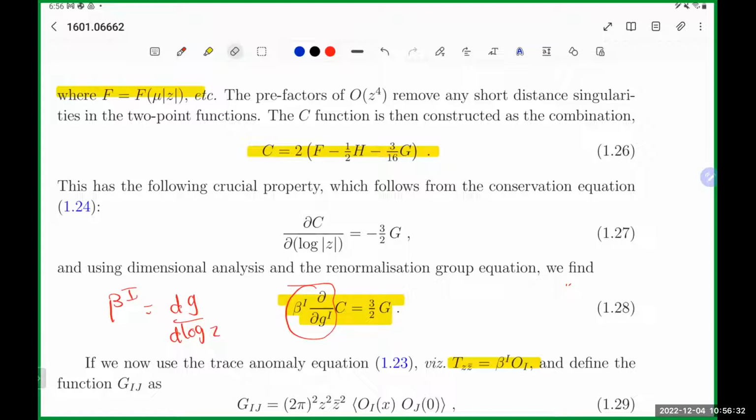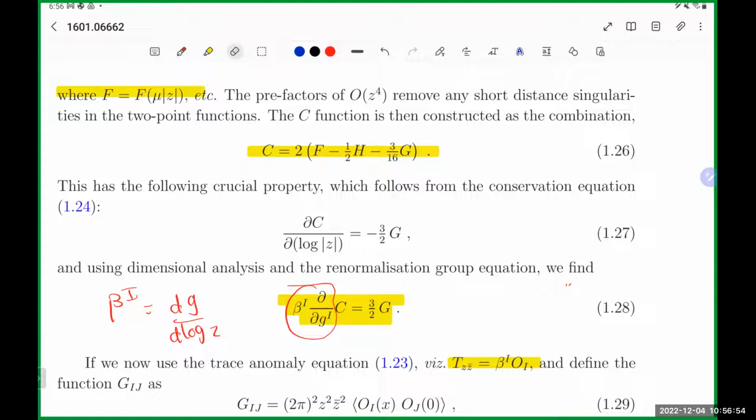Let's take a look at it and see what's going on. So I have an equation that tells me that I have an operator, beta^i del by del g^i, which you can think of as an operator that generates local scale transformations in the RG space, acting on C. So it generates local scale transformations on C, which is this C function that has F, G, and H.